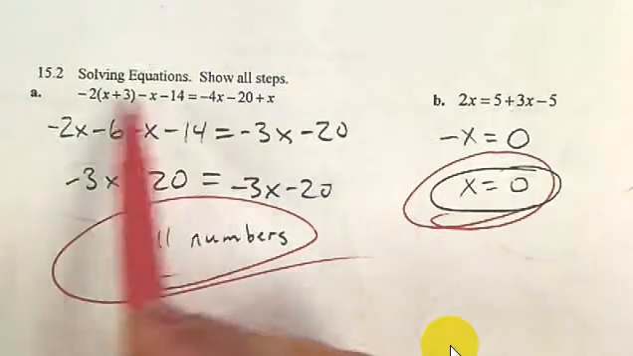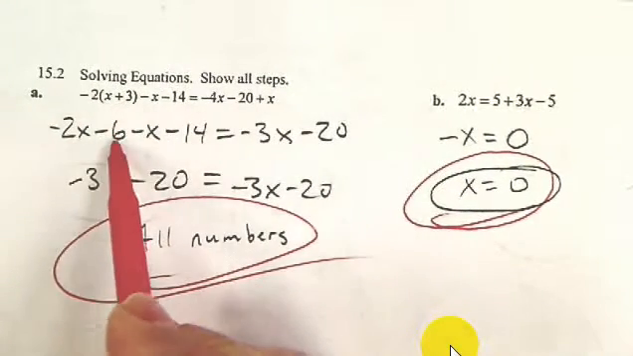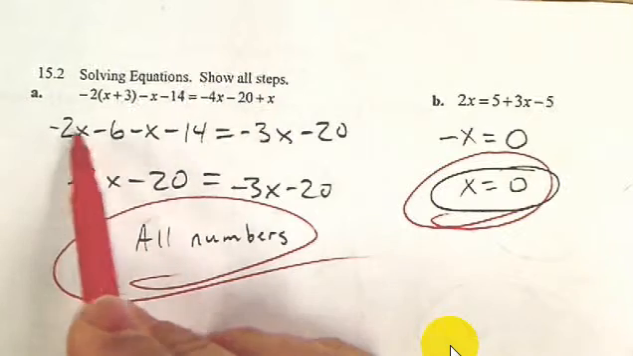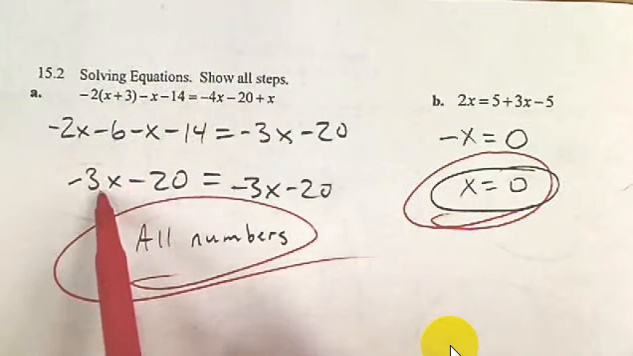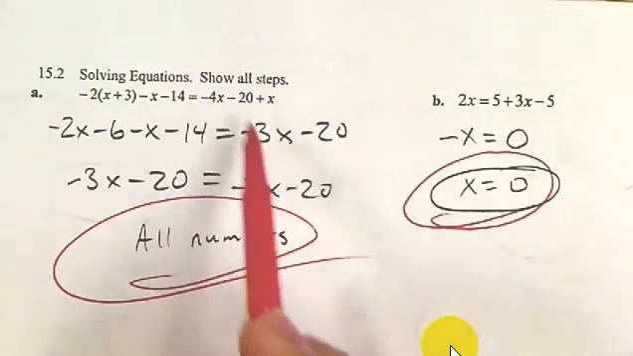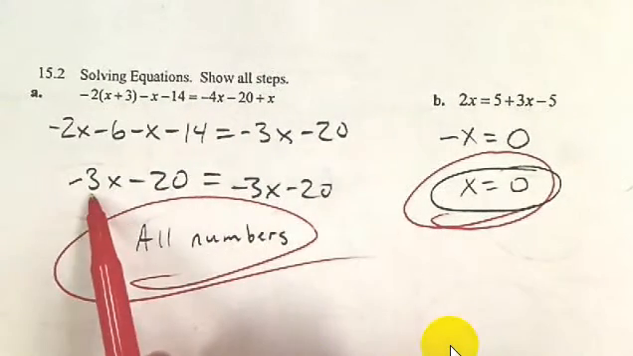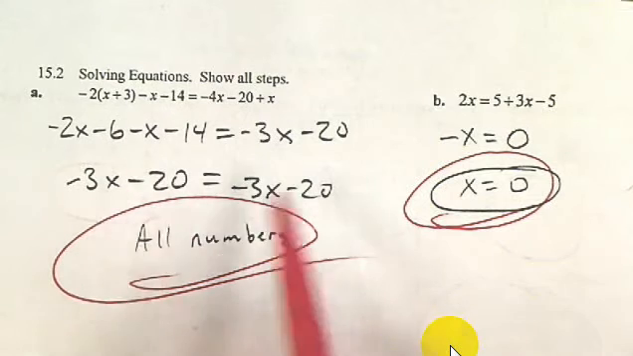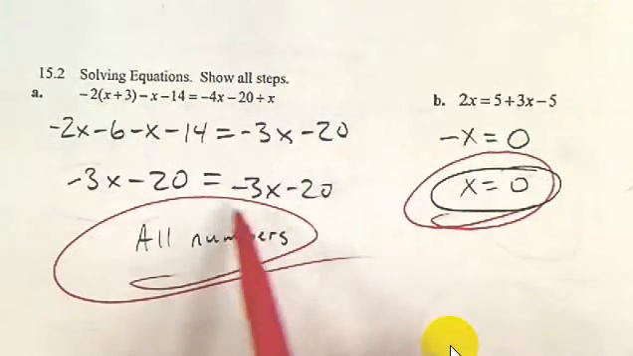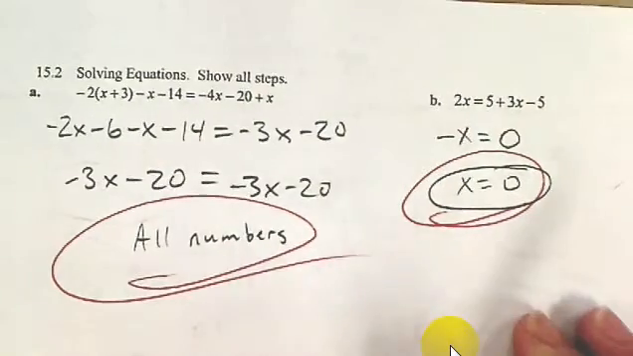Solving, distribute -2 times x, -2 times 3, and then I combine the like terms. I added 3x to both sides. And the x is eliminated. Left me -20 is equal to -20. That's true. So then I have all real numbers. All numbers will work.